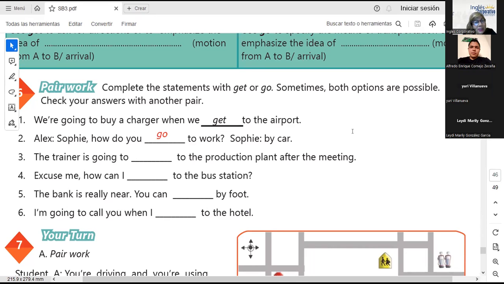The trainer is going to the production plan after the meeting. Get or go? Get. Excuse me, how can I to the bus station? Go. Mm-hmm. Are you sure it's go? Get to the bus station.